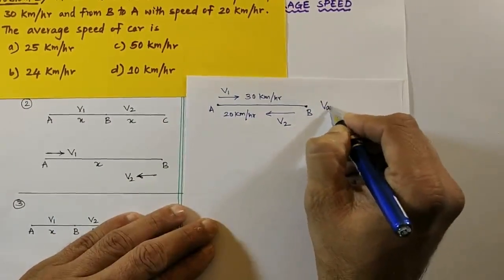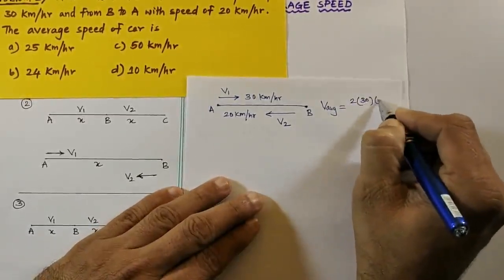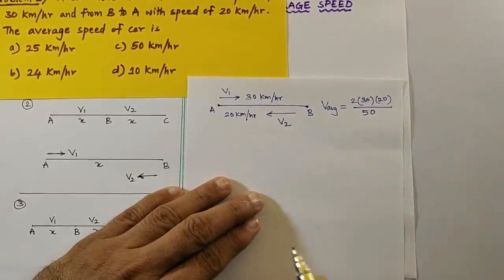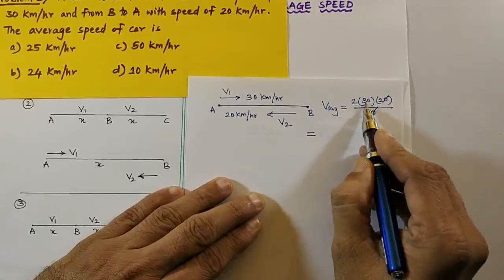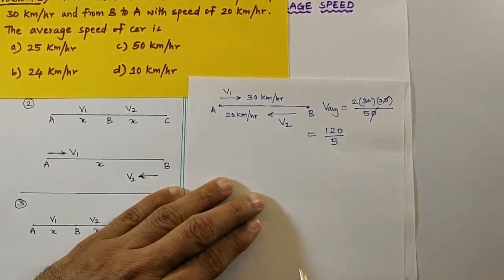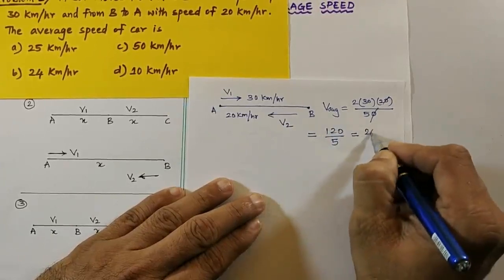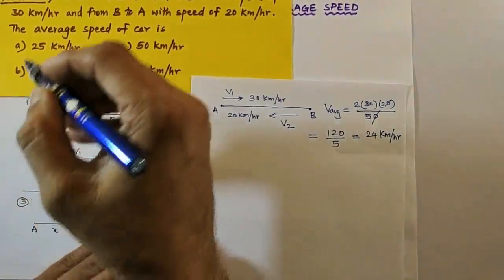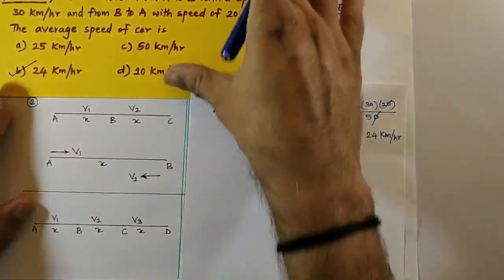So average speed will be 2v1v2, that is 2 into 30 into 20 divided by 30 plus 20, that is 50. So the 0 gets cancelled. If you simplify, 2 into 30 is 60, 60 into 2 is 120, divided by 5. So 120 divided by 5, 5 twos are 10, 5 fours are 20, so you will have 24 km per hour. Therefore the answer is B, 24 kilometers per hour.